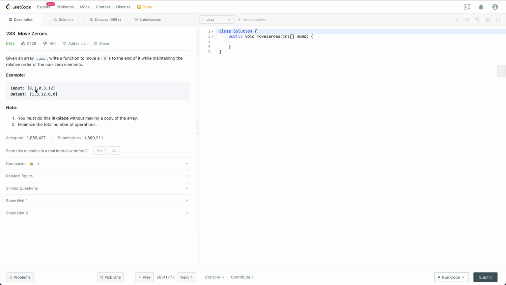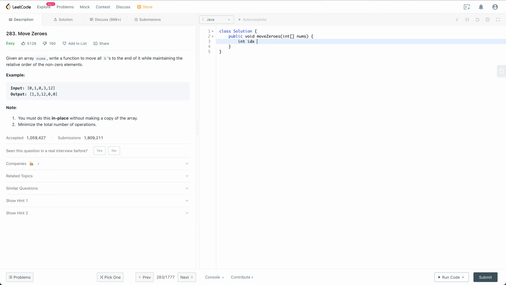So what we could do is we could have an index. The index is essentially a counter of how many non-zero numbers there are, and then we use that to set the corresponding place to the non-zero number, and at the end we just set the rest of them to 0.